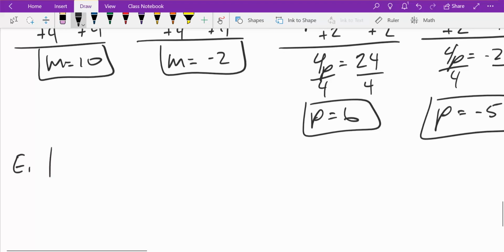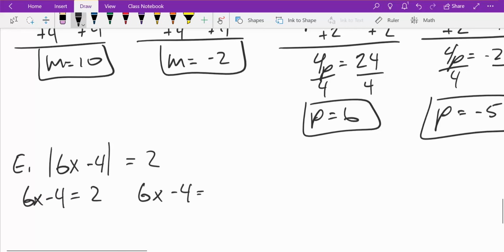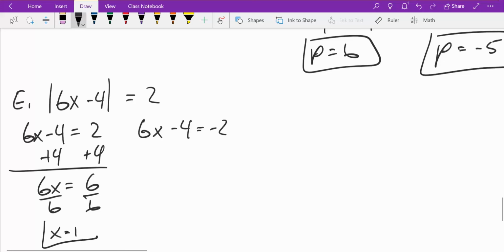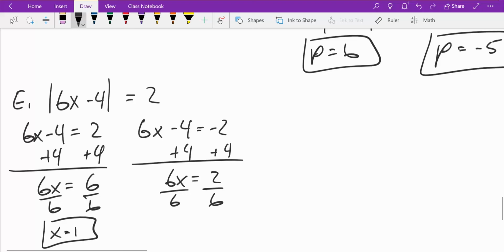E, absolute value of 6x minus 4 equals 2, so this is 6x minus 4 equals 2, and 6x minus 4 equals negative 2. Add 4, 6x equals 6, divide by 6, x equals 1. Other side, add 4, 6x equals 2, divide by 6. And now we look at this, and 2 goes into both those. 2 goes into 2 once, 2 goes into 6 3 times. So that makes 1/3.